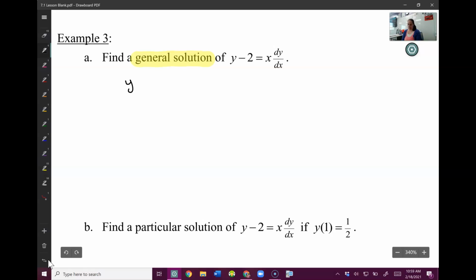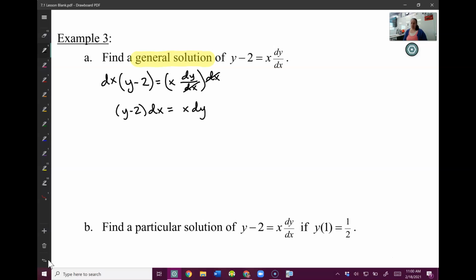So first step, I need to get all the y's on one side and all the x's on the other side. So let's start by multiplying everything by dx, just to get it out of the denominator. So I've got y minus 2 dx equals x dy. Now, I've got those separated, but my x's are with my y's, and my y's are with my x's. This is all gross. So now, let's do this.